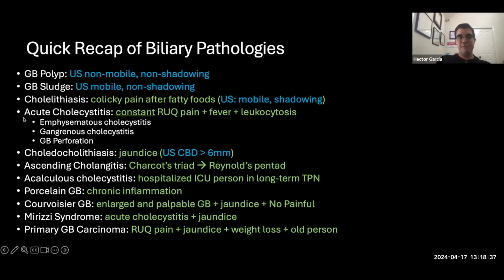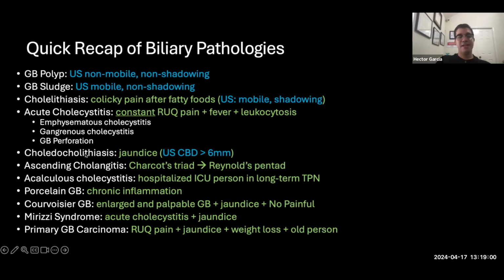And then if it's acute cholecystitis, the itis means inflammation. So you're going to see fever and leukocytosis. Fever and leukocytosis indicate inflammation. And then the pain is going to be constant, not coming and going like cholecystoses, but constant. And then we talked about before the complications of cholecystitis.